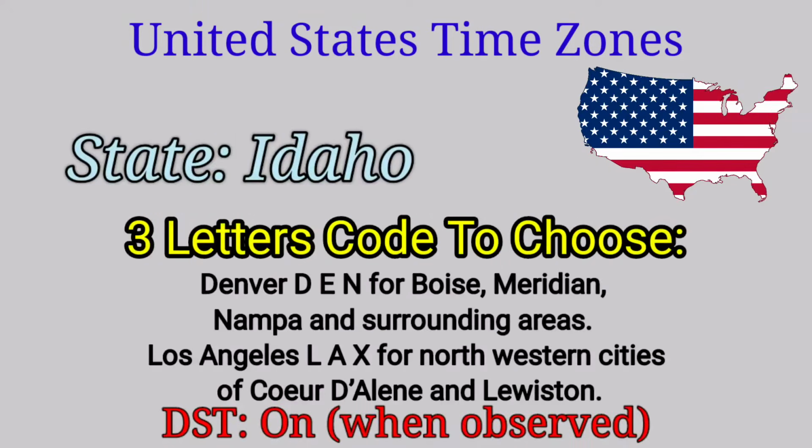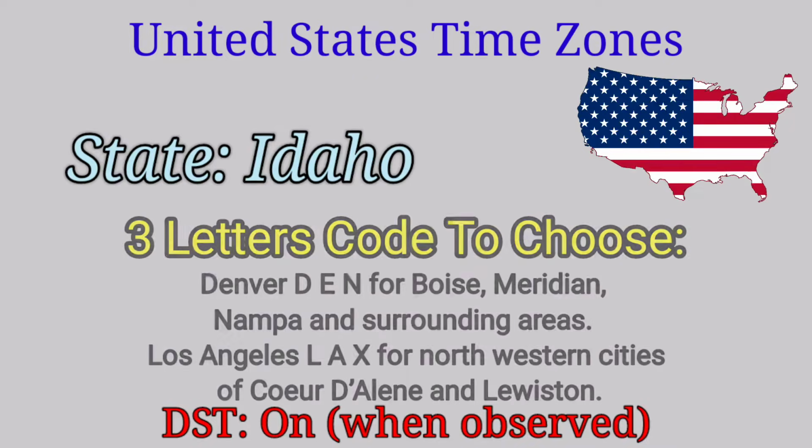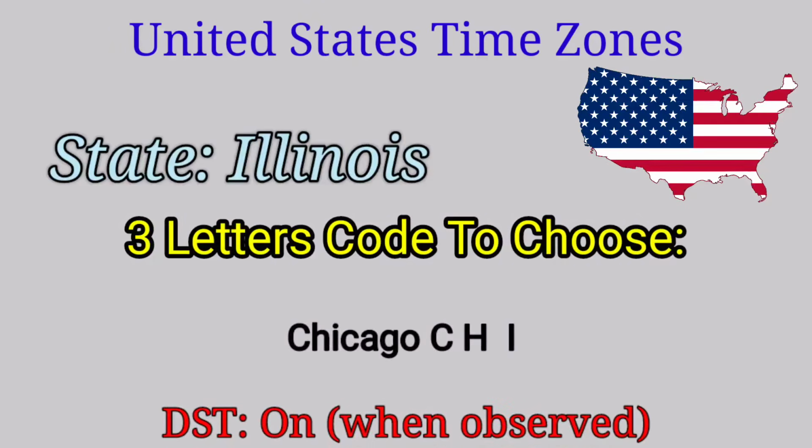Idaho uses 2 time zones. Use city code Denver DEN for Boise, Meridian, Nampa and surrounding areas, and use Los Angeles LAX for northwestern cities of Coeur d'Alene and Lewiston. For Illinois, use Chicago CHI.